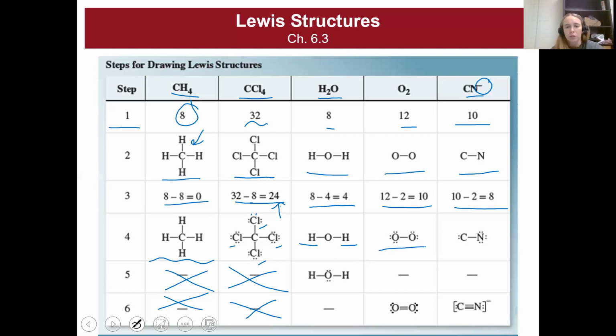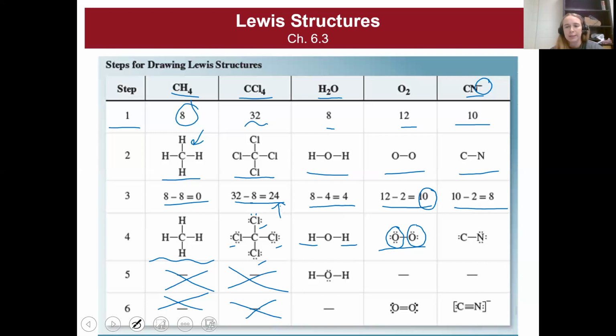But what do we do for oxygen gas? So oxygen gas, we put our lone pairs on. We have 10 electrons left over, so we can make 5 lone pairs. So we make 5 lone pairs, 3 on one of the oxygens, 2 on the other. So we're not quite done with that one. We'll see what happens next. But we'll stop there for now.